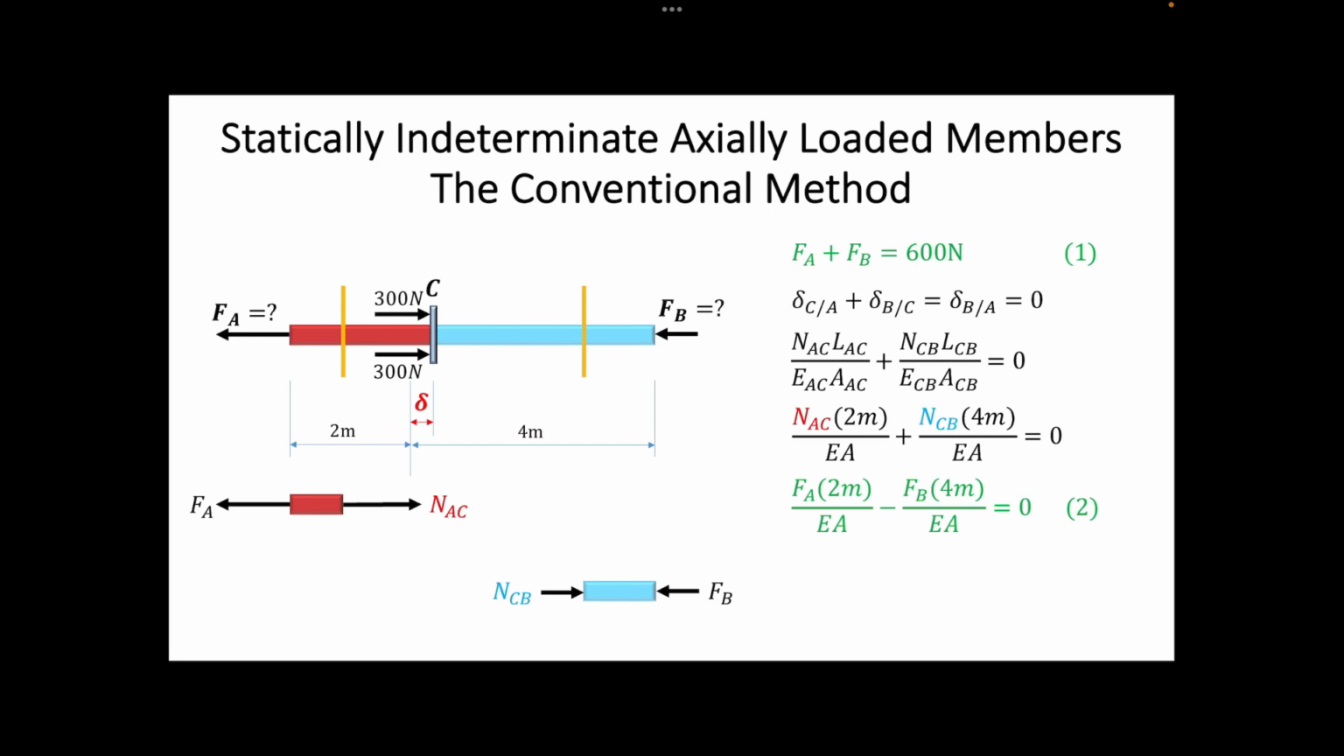As you can see, this equation also contains FA and FB. It is used along with the equation on top, which will allow us to find FA to be 400 newtons and FB to be 200 newtons.